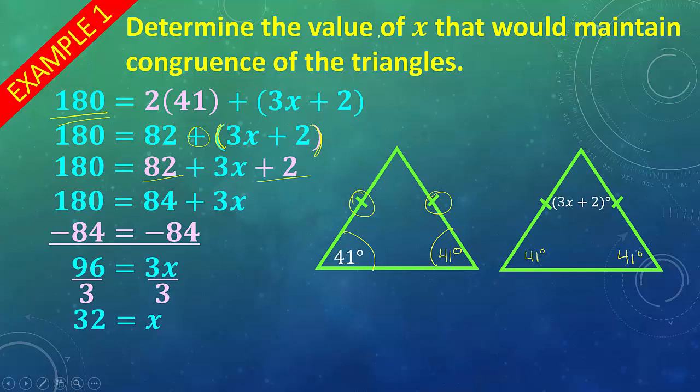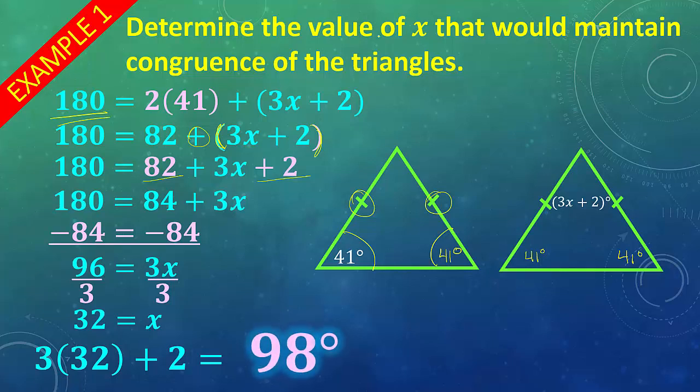If I wanted to know the angle measure, I would go ahead and plug that in for the vertex angle to give me an angle measure of 98 degrees. But all they asked was to determine the value of x, so that would be your answer right there. I'm just going on to show you that you can find this, which will help you see if you're right.